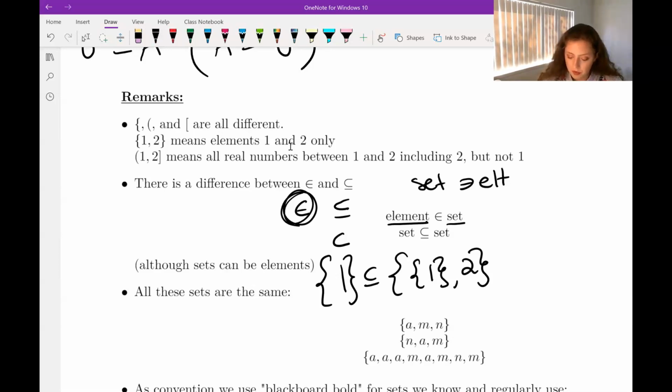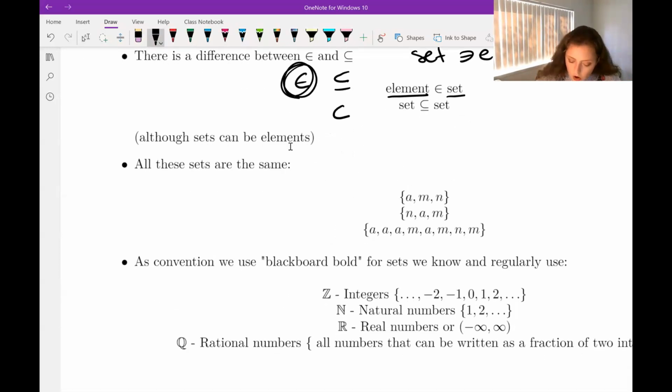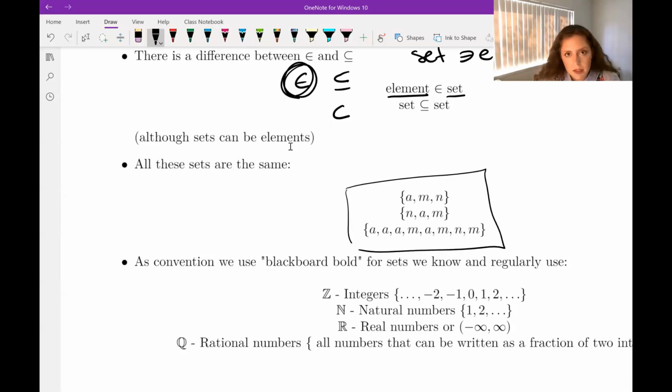But this is a subset, because now you have a bowl with 2 in it, and then you have a bowl with a tiny bowl with a lid on it where 1's inside, and then you have a 2. Every element in here is in here, because the only element in here is 2, and 2 is in here. I hope my bowl analogy is making some sense. Then to launch off that, all these are the same. It doesn't matter what order you put the elements in, it doesn't matter how many times you repeat the element. We're only talking about distinct elements.